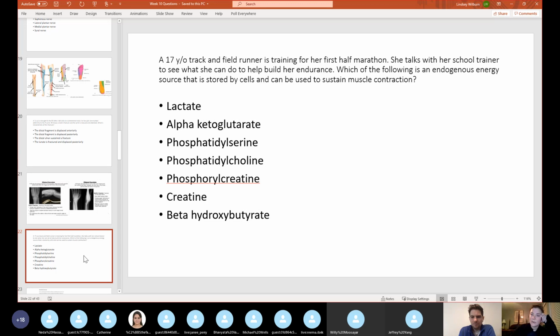So now we're getting into more muscle physiology. The rest of this is going to be more muscle physiology. This particular question is from the muscle physiology, one of the DLAs.